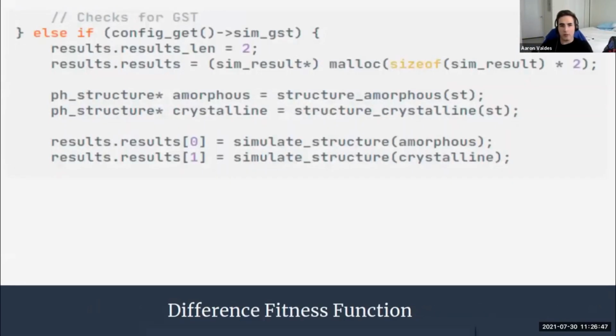The difference in this function, as in this code, is that we first convert original multi-layer structures into two new multi-layer structures consisting of either only amorphous or only crystalline. Then we simulate each of those new layers that we created.